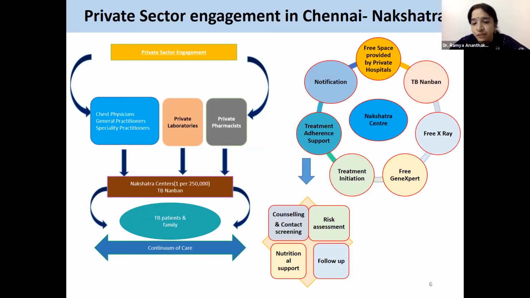adherence support and notification. Now, through the NCD care, we've also been providing access to diabetes and hypertension screening, which I'll be talking about in a little while. And when we talk about adherence and support, we provide risk assessment for the patient as a whole. We provide individual and family counseling and contact screening, and additional nutrition support and follow-up, ensuring that the patients actually complete their treatment successfully. Next slide, please.